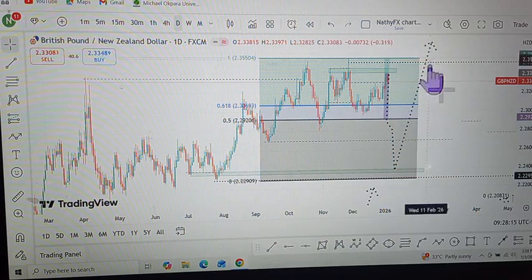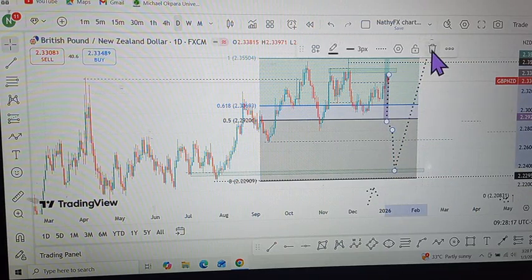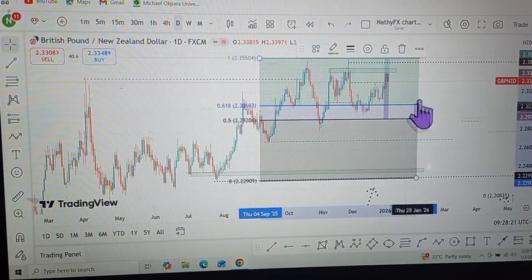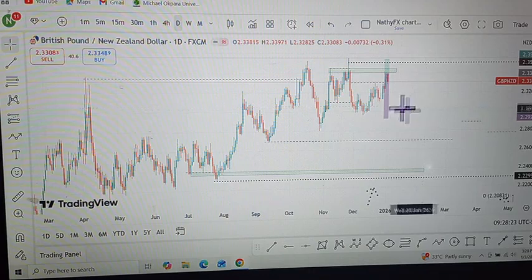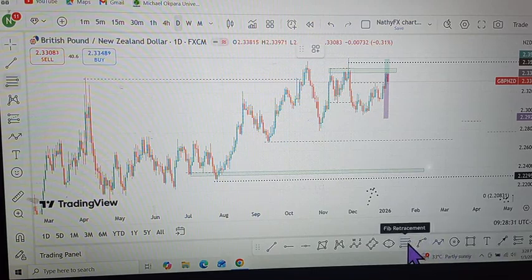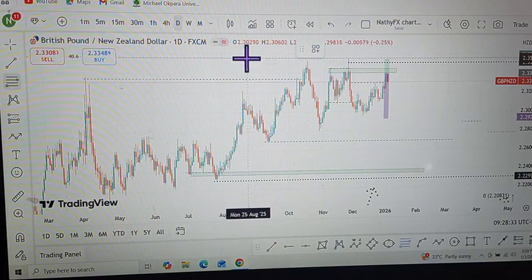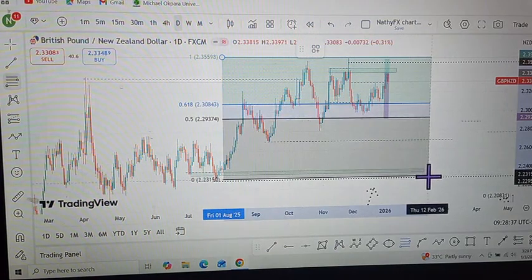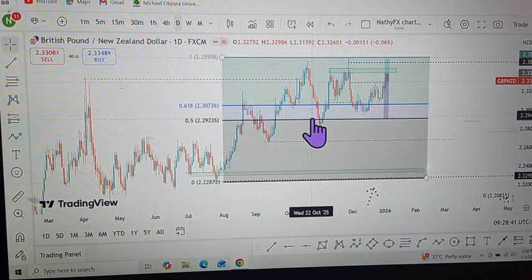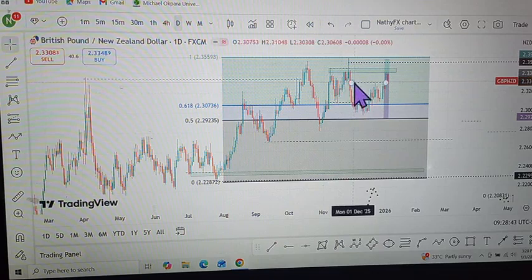Sell from premium, then buy from discount. And we can now see what validates our structural liquidity. So now we can see this particular analysis we made. Since the market is still in the premium region, because we spread our Fibonacci from swing high to swing low, anything above this 50% is premium.